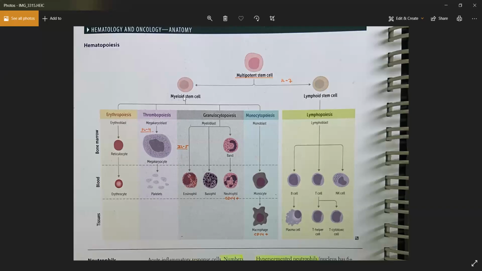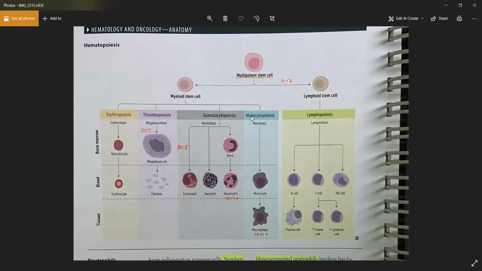Now, these myeloid stem cells can also undergo granulocytopoiesis, in which they can either become the eosinophils or the basophils, or they become the band cells, and from the band cells they will become the neutrophils. So all these cells, the neutrophils, basophils, and eosinophils, are all formed from the same cells, which are the myeloblast cells. And yeah, that would be it.